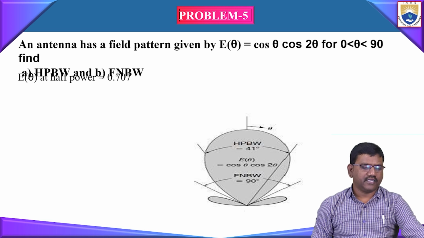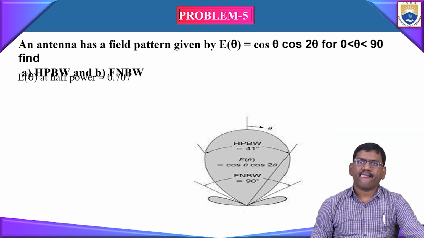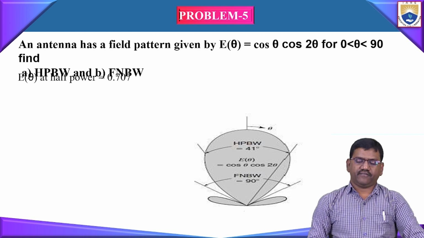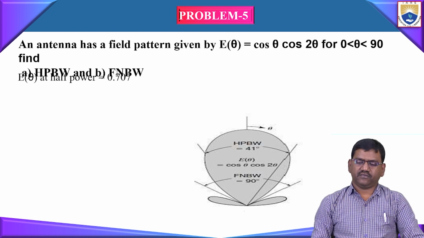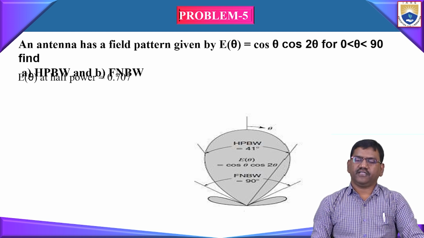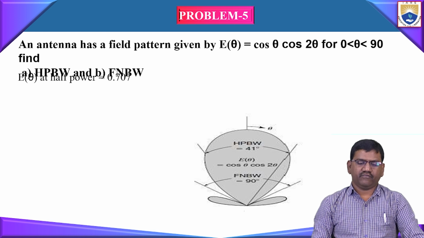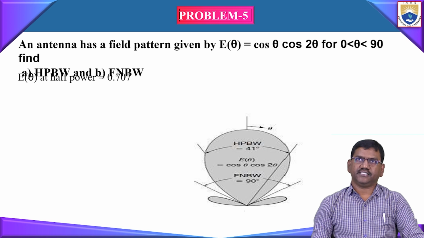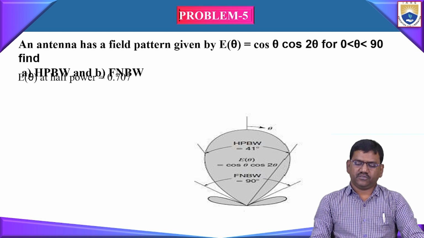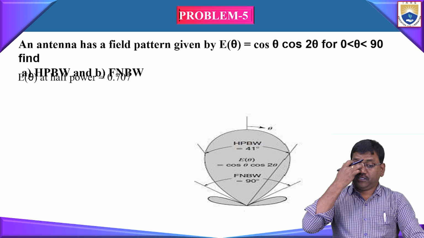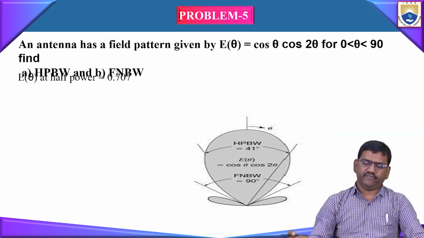Now let us go for the second one, the problem 5. An antenna has a field pattern given by E of theta is equal to cos theta cos 2 theta, where theta lies between 0 and 90. Find the half power beam width and the beam width between the first nulls. So here we need to find out the half power beam width.